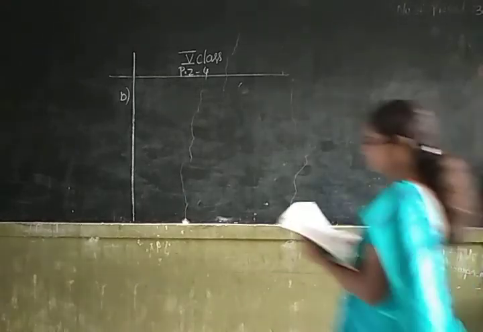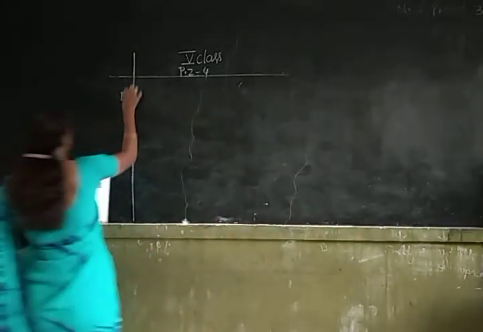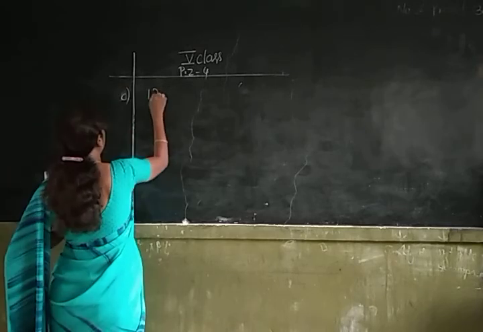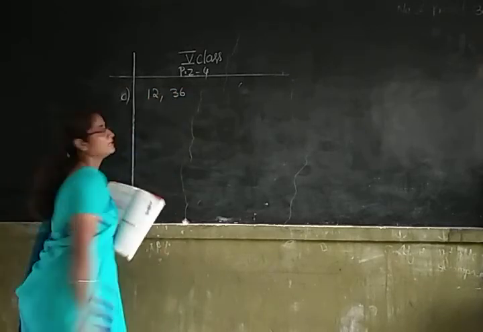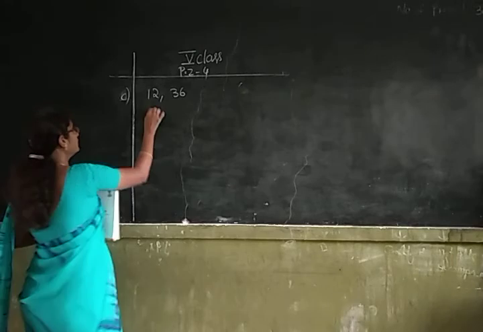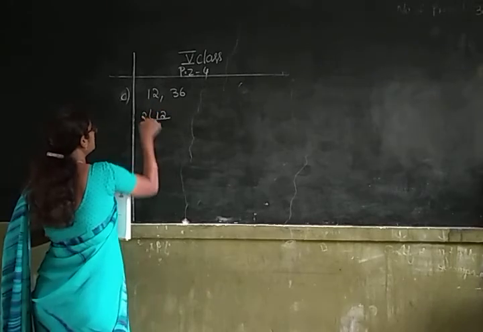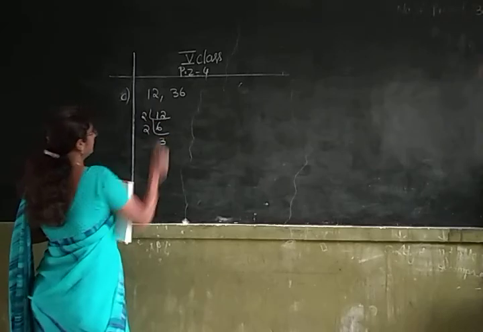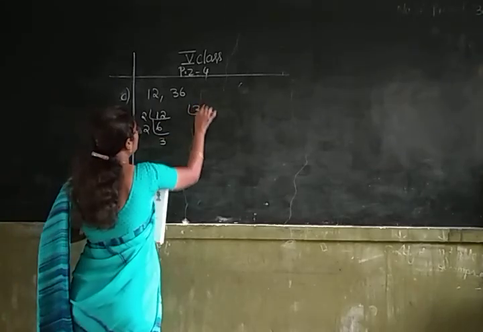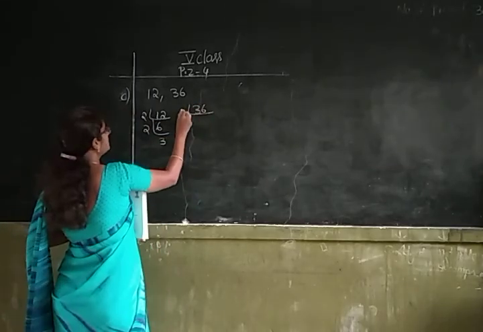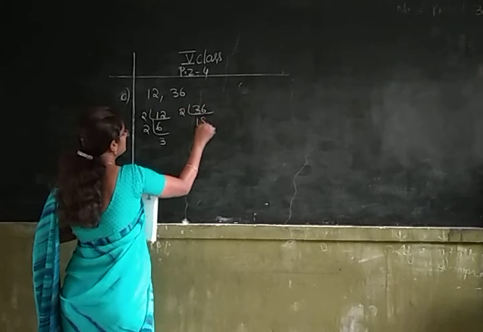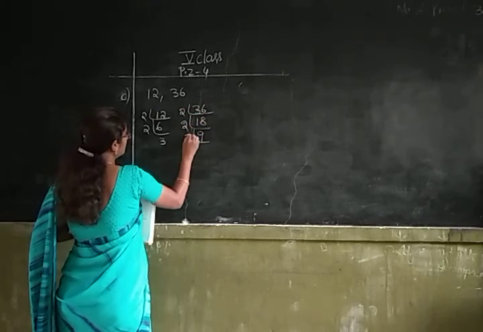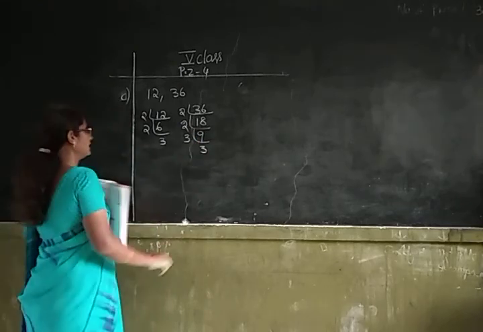Okay children, now let us do the C sum. Let us find out the prime factors for 12 and 36. 2 goes in 12 6 times. 2 goes in 6 3 times. Let us find out the prime factors for 36. 2 goes in 36 18 times. 2 goes in 18 9 times. 3 goes in 9 3 times.